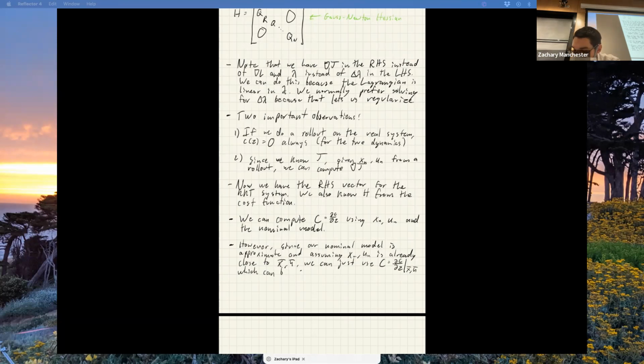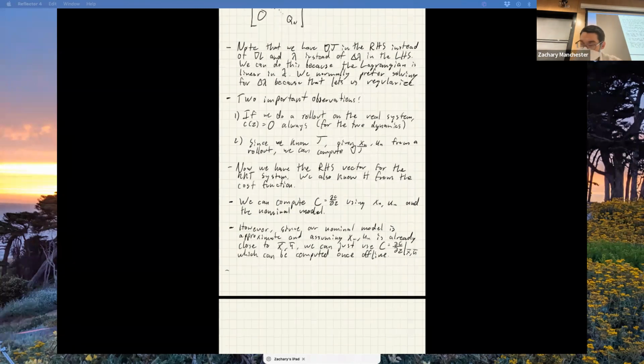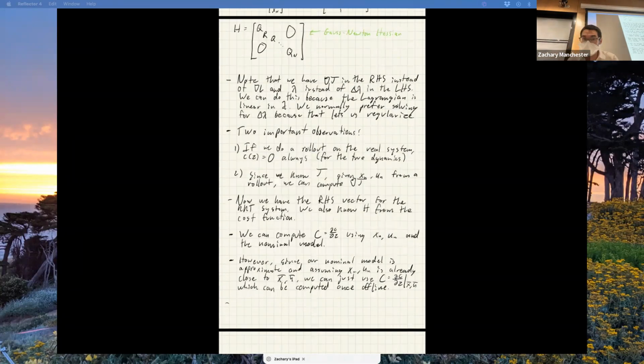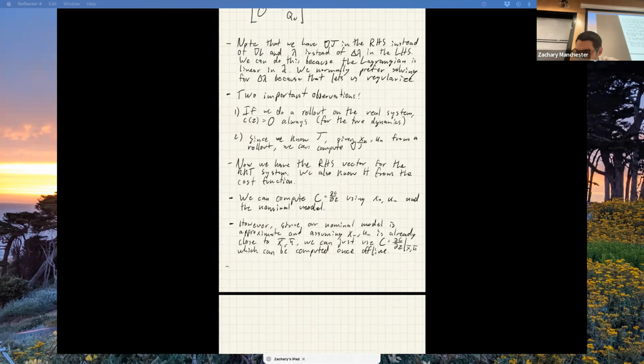All right, so we compute this Jacobian thing once offline. Now all we have to do, basically online, is a rollout. That gives us a new right-hand side vector. And then we just have to do a single linear system solve with that KKT matrix that we've already evaluated and already pre-factorized in general. So it's really fast and cheap.